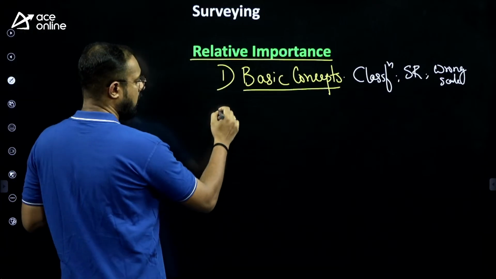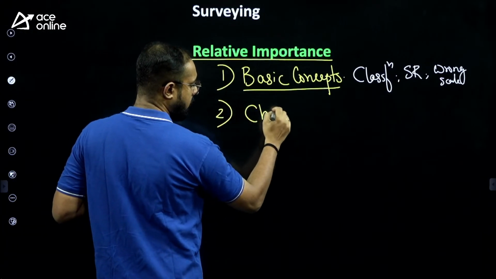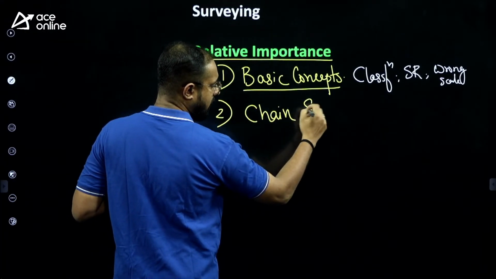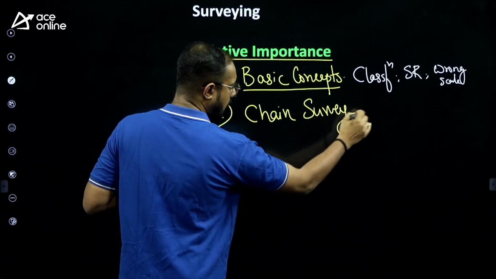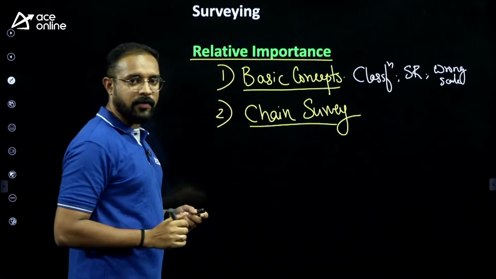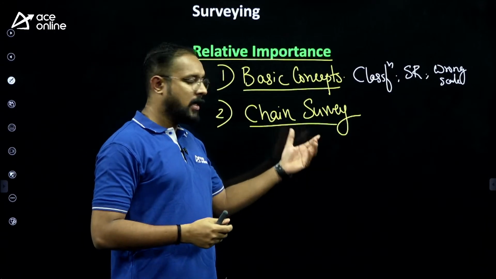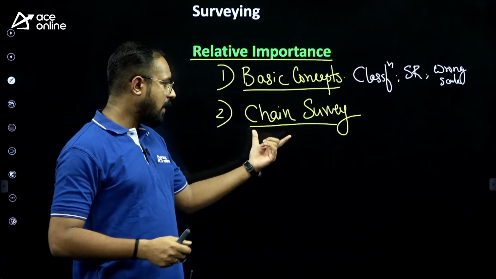Next is our chain survey. So what is the first basic measurement? The first basic measurement is horizontal distance. That horizontal distance is measured by using our chain survey. In fact, the first experiment in your survey lab is also chain survey.